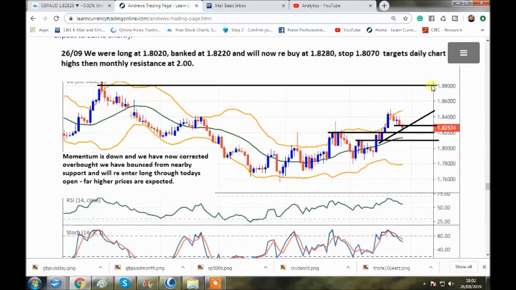Now, I've got 188 as my target, obviously, because it's the daily highs, but I'm looking for monthly resistance at 2. So a long way up. And we'll see how it goes. But very bullish of the GBP on the AUD.